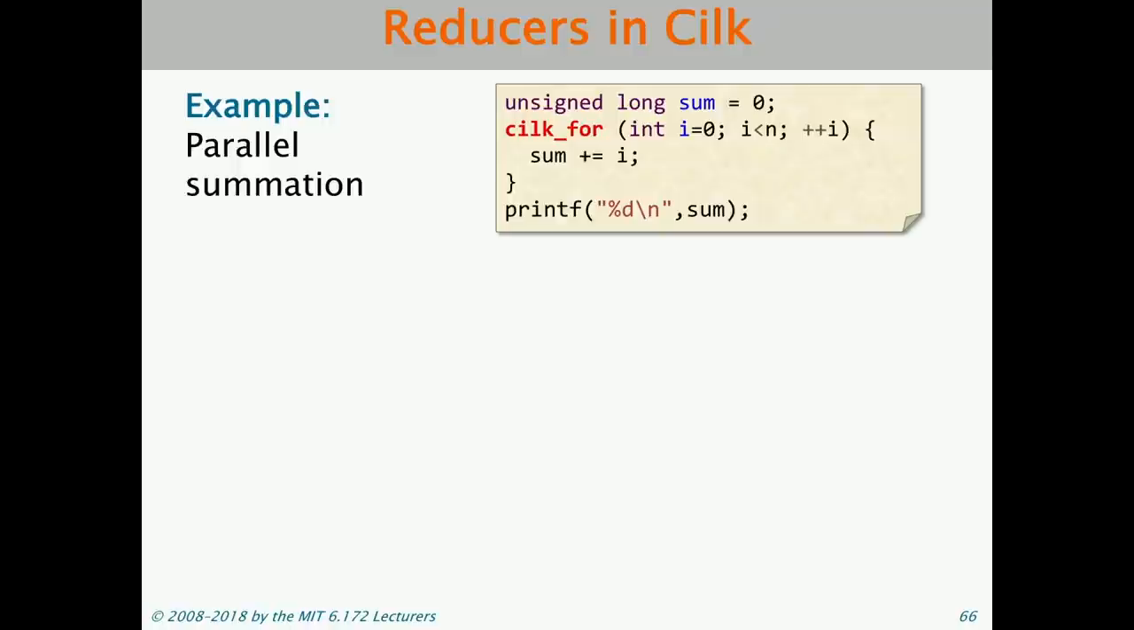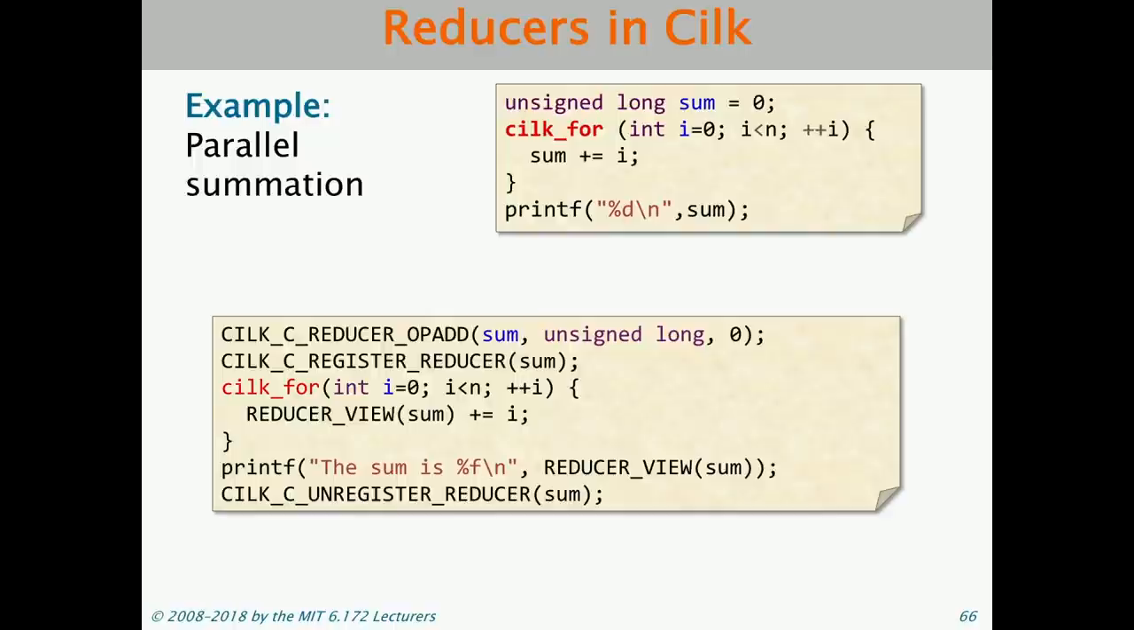In Cilk, we have something known as a reducer. This is one example of a hyperobject, which I mentioned earlier. With a reducer, instead of declaring this sum variable just as an unsigned long, you use this macro called CILK_C_REDUCER_OPADD, which specifies we want to create a reducer with the addition function. Then we have the variable name sum, the data type unsigned long, and then the initial value 0. Then we have a macro to register this reducer, CILK_C_REGISTER_REDUCER.